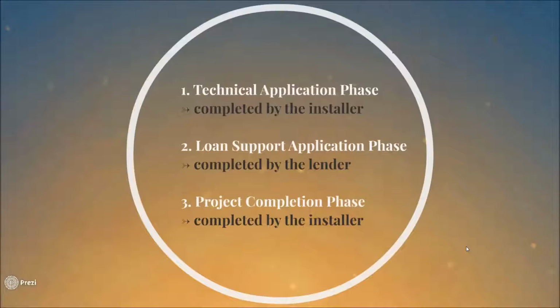To give a bit of an overview of the entire process, there are three distinct phases that an application will go through. The first is the technical application phase, which the installer will be required to complete. The second is the loan support application phase, which is submitted by the lender. And the third is the project completion phase, which is done by the installer.